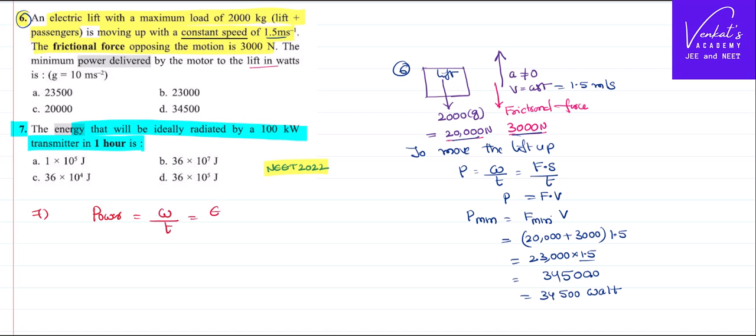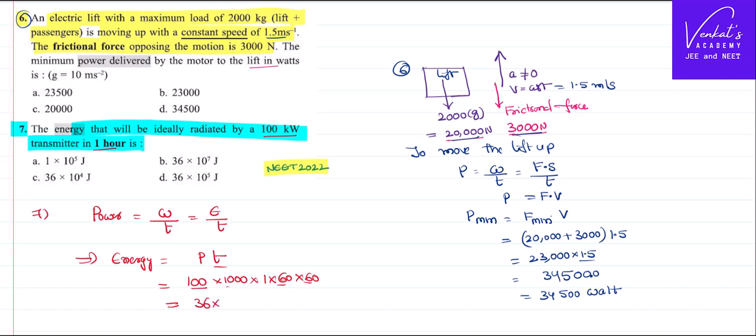Work done can also be expressed as energy, because that work done will be stored in the form of energy. You want the energy radiated, which is power into time. Power is given as 100 kilowatt. Kilo means 1000. Into time, which is 1 hour, but hour is not an SI unit, so I have to convert that into seconds. 1 hour is 60 minutes, and each minute is 60 seconds.